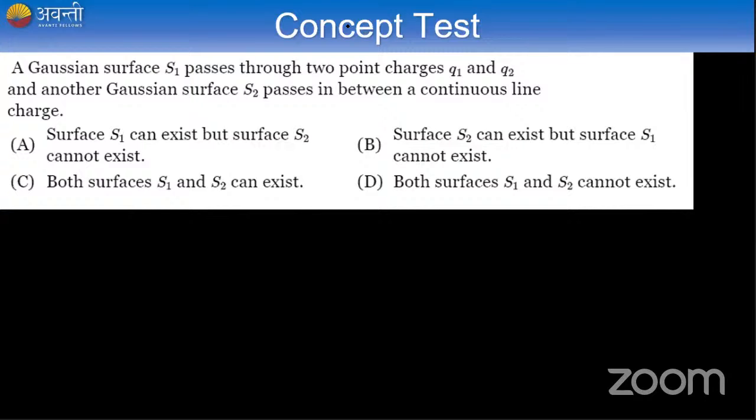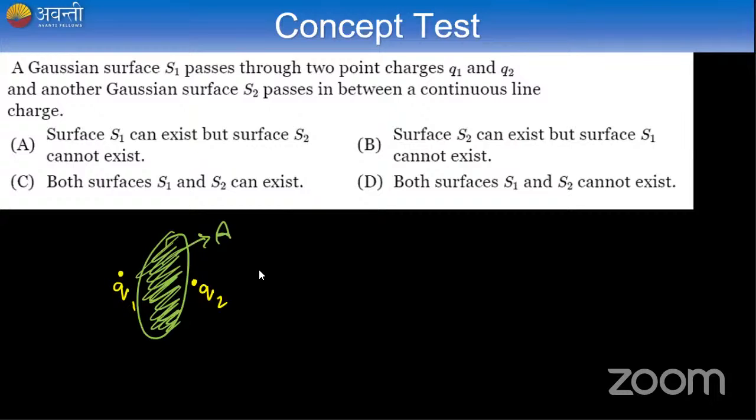So the question goes like this: a Gaussian surface S1 passes through 2 point charges. I'm trying to redraw. There was one point charge Q1 and another point charge Q2, and between these there was a Gaussian surface. It's a closed surface whose area is A. Is this Gaussian surface possible? That is my first question.